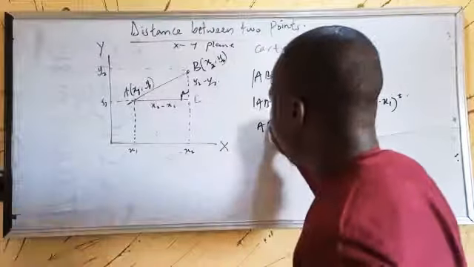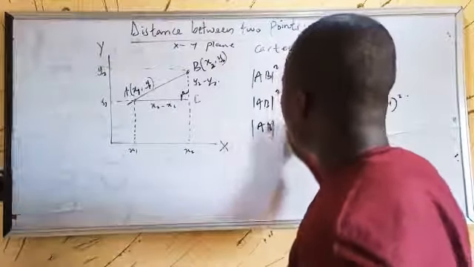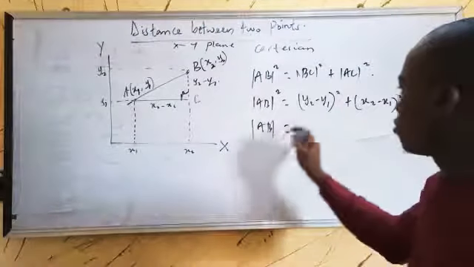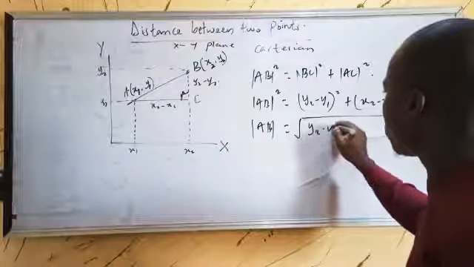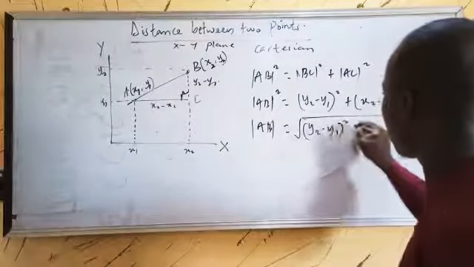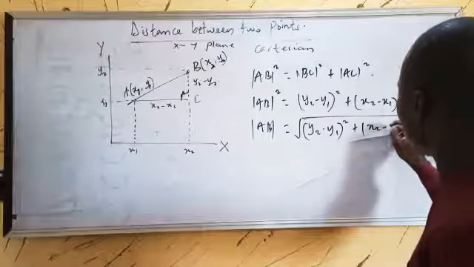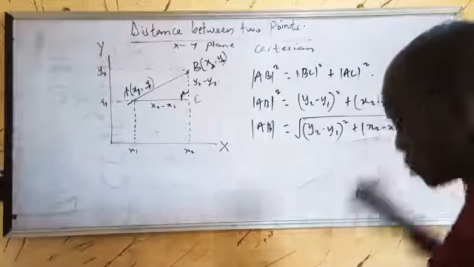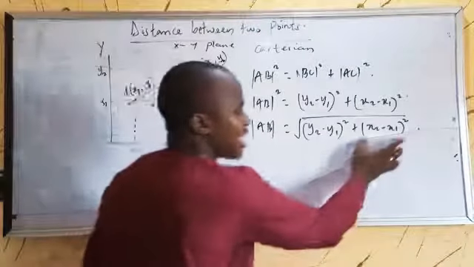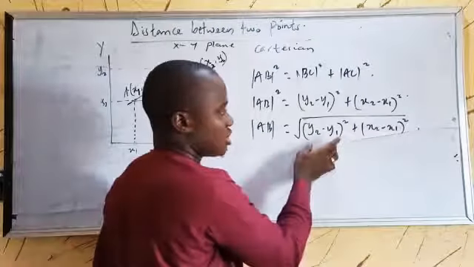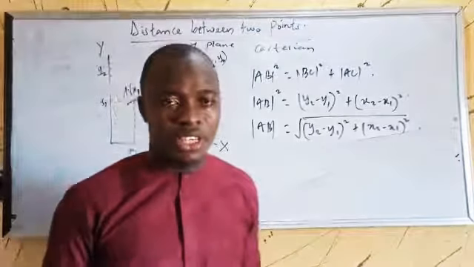So now to know our AB, by taking the square root of both sides, you can see that we have the square root of (y2 minus y1) all squared plus (x2 minus x1) all squared. You can see in some textbooks you can have the x terms first before this. It's all the same thing. Are you getting it now?